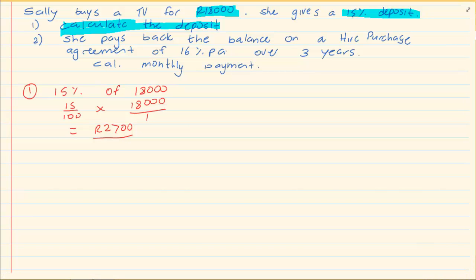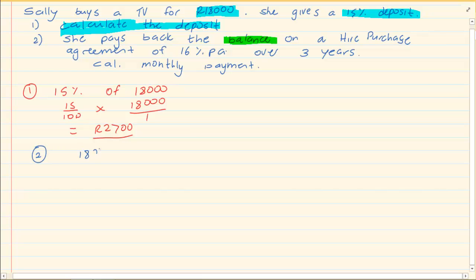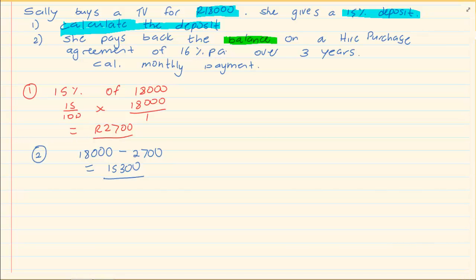She has to pay back the balance. Now the balance is important because she's not going to take a loan for 18,000 Rand. Now she's going to take a loan on what specifically? 18,000 minus 2,700, which is equal to 15,300. That is what she's going to take a loan on, the balance. She agrees to pay it back at 16% per annum over 3 years. What is her monthly payment?